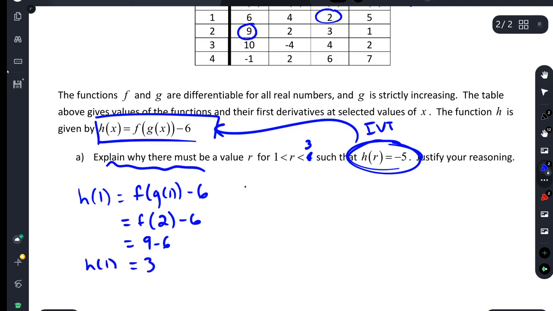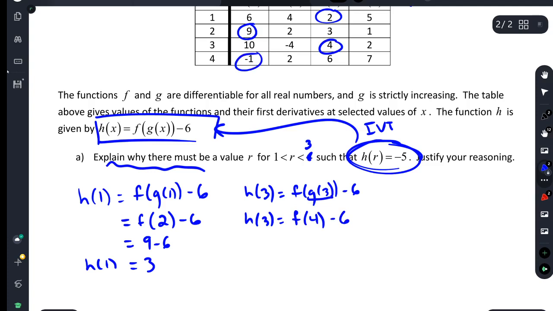Then I'm going to do the same thing for h of 3. So h of 3 is f of g of 3 minus 6. So this is composition. First I do g of 3. g of 3 is 4. So that becomes f of 4 minus 6. f of 4 is negative 1. And that gives me negative 7. So now my question is, is negative 5 in between those two values? Yes, it is. And that's what I need to show, or show that work.